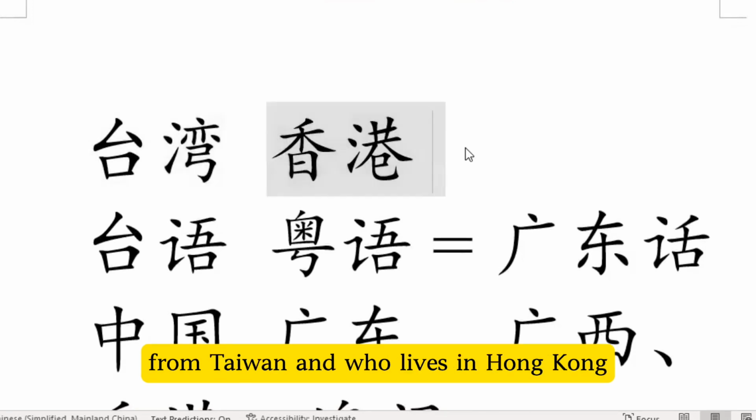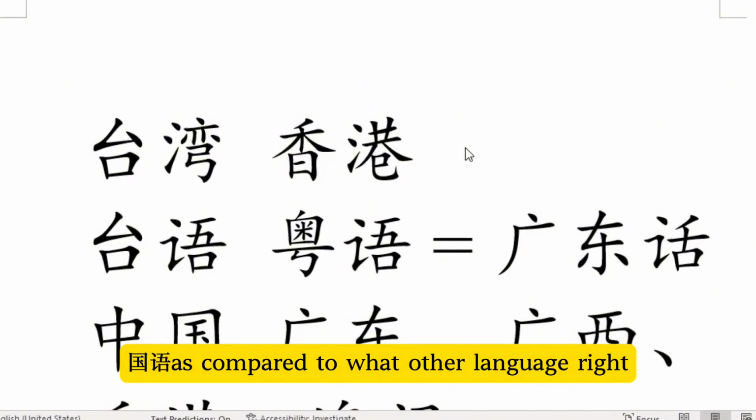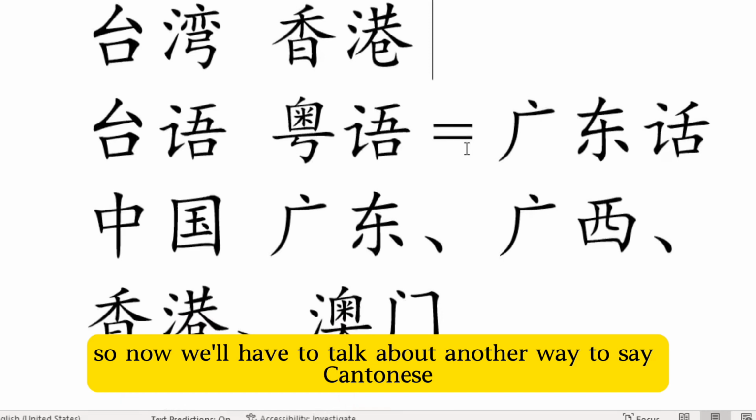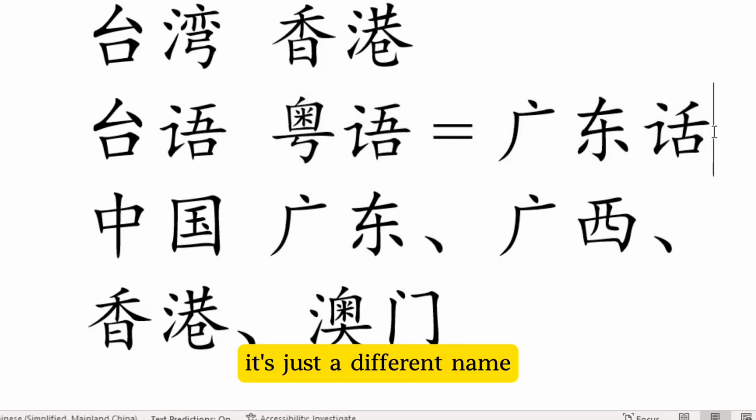who live in Hong Kong. Why do they use 国语? 国语 as compared to what other language, right? So now we'll have to talk about another way to say Cantonese, which is 粤语. 粤语 is also 广东话. Okay, just a different name.